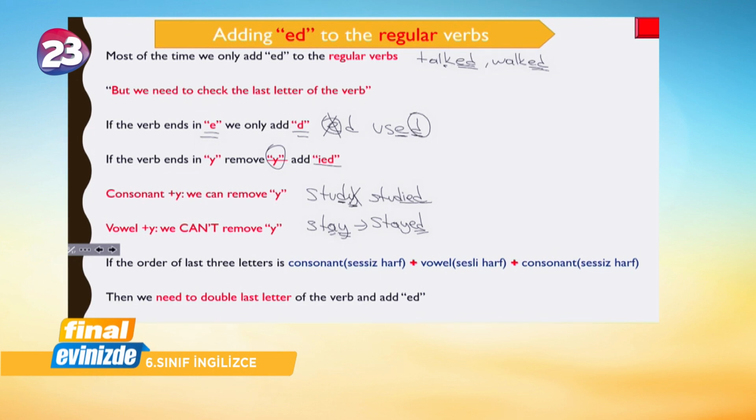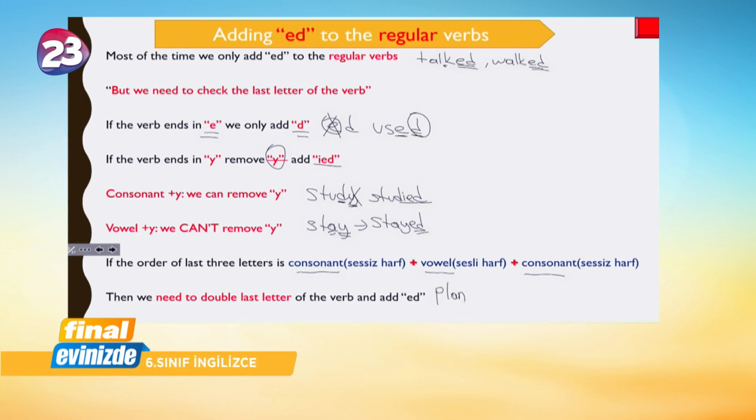Okay, last one. We need to check the structure of the verb. If it is CVC, all right, what is that? If it is consonant plus vowel plus consonant, we need to double the last letter of the verb and add ED. How can we do that? Look at here, for example, plan.